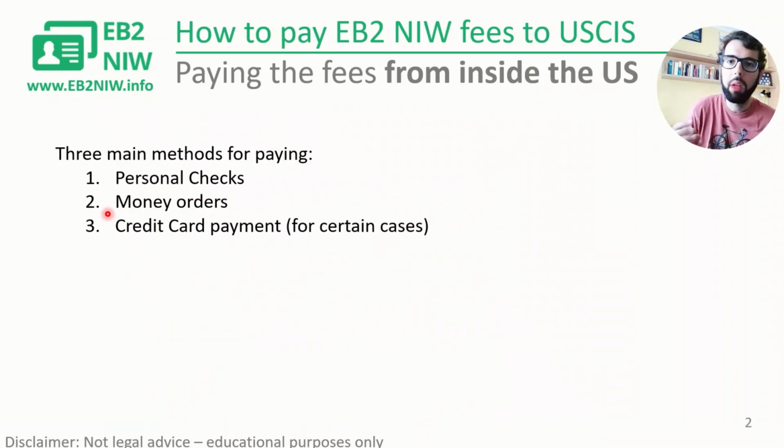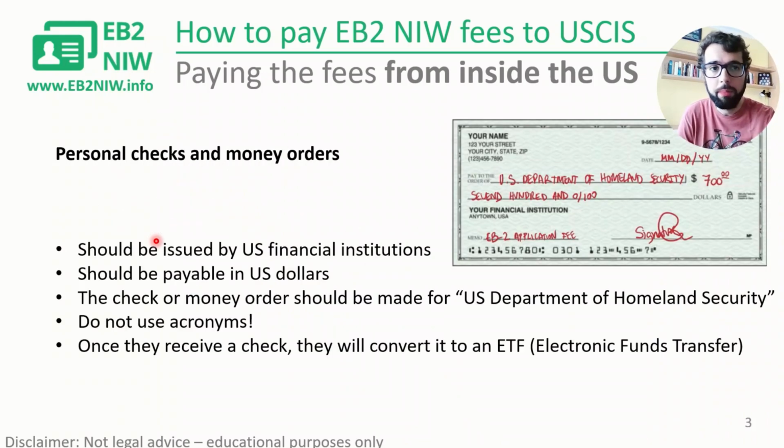So as I say, three main methods for paying: personal checks, money orders, and credit card for certain cases. So unfortunately, credit cards, you cannot use them for everything. Alright, so personal checks and money orders are probably the most used method of payment. So if you are in the US, most likely you have already a US bank account, and that is something you need if you want to pay by check. So you need your bank account.